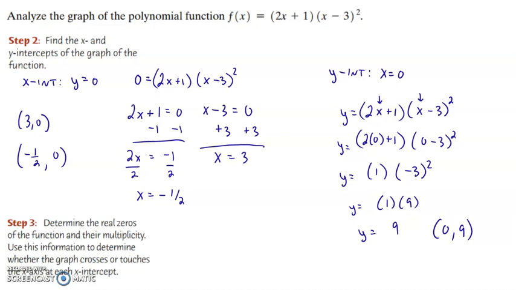For step 3, we'll be taking a look at the real zeros and their multiplicity, and we'll use that information to determine whether the graph crosses or touches each of those x-intercepts. So let's go ahead and take a look at our zeros. We had x values here of negative 1/2 and 3.